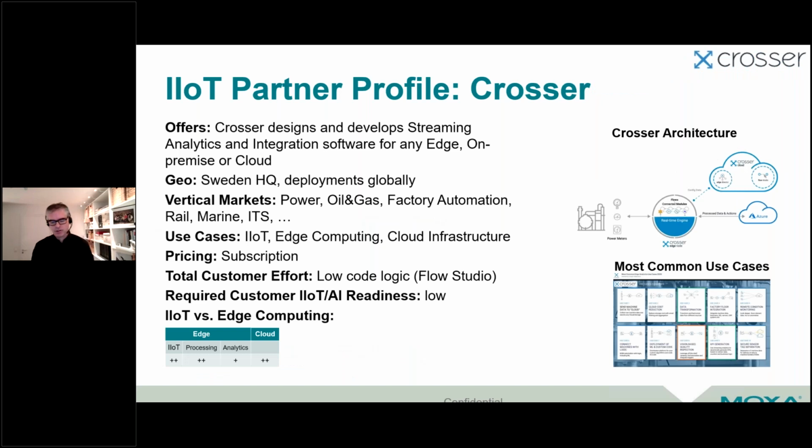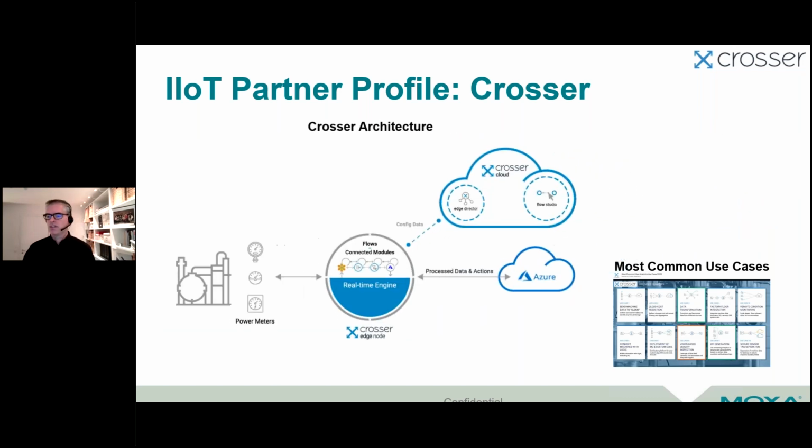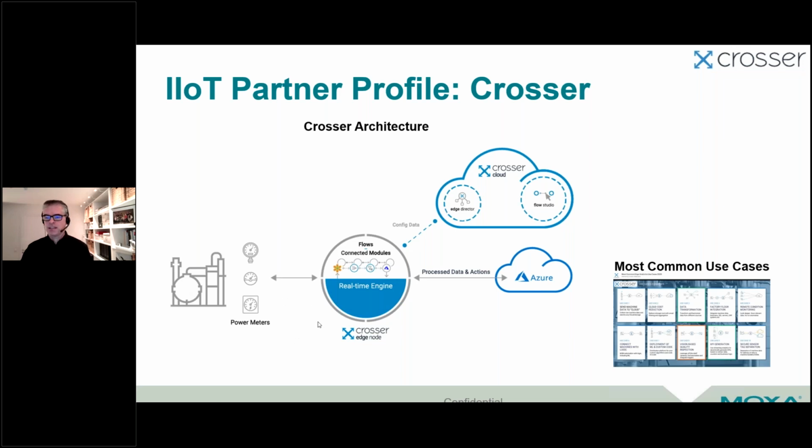A very different focus has Crosser. So Crosser is a Swedish company that makes software to allow to control the software on the gateway, also in the cloud, but here let's focus on the gateway. So you can have the physical connection as before, then you have that real-time engine running on the gateway with flows and connected modules. You can connect lots of things, not just what you can see here. And the good thing is you can design and control and monitor and update it all from your cloud-based console.